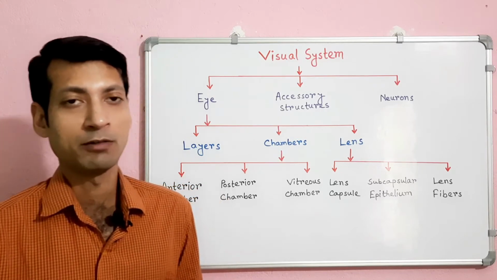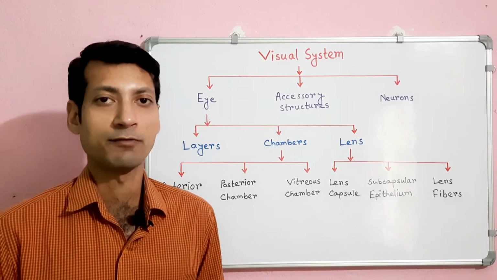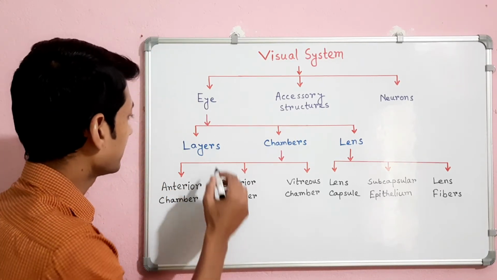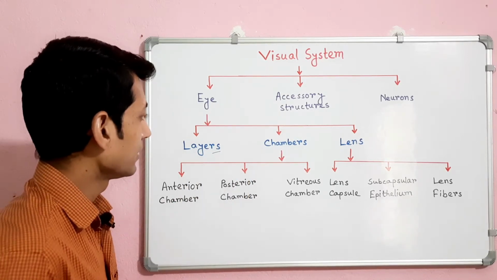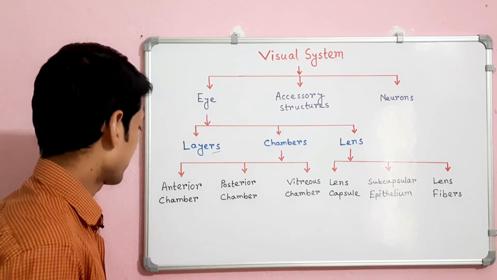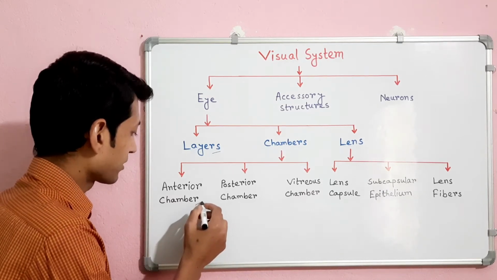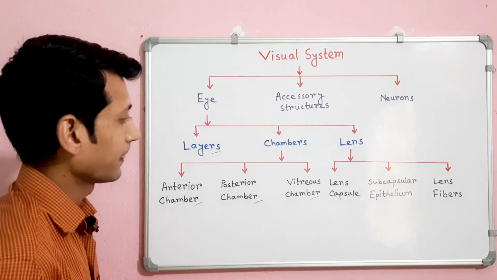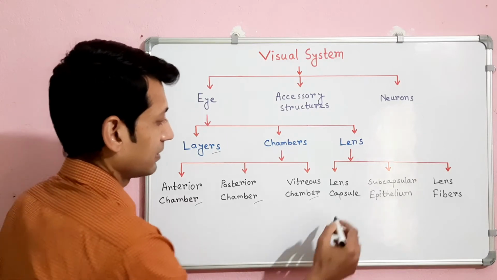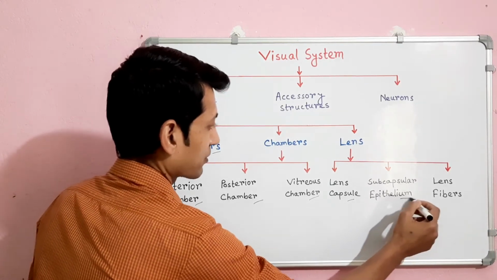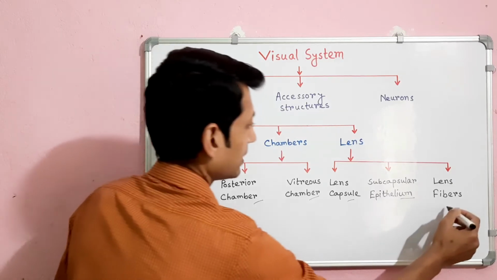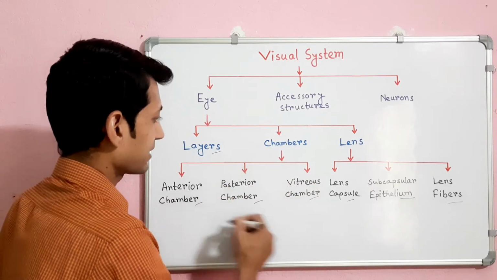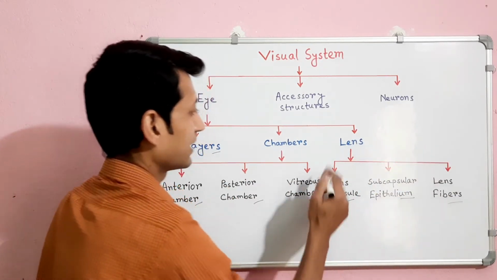Today I will discuss different chambers and lens of the eye. In the last video, I had already discussed the different layers of the eye. The eye has three chambers. They are anterior chamber, posterior chamber and vitreous chamber. The lens consists of lens capsule, subcapsular epithelium and lens fibers. So now I will discuss all these chambers and the structure of the lens.